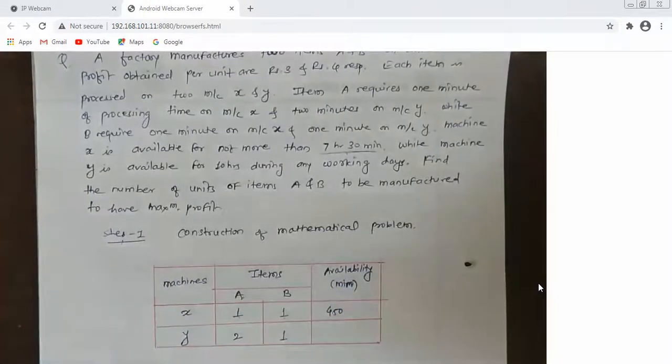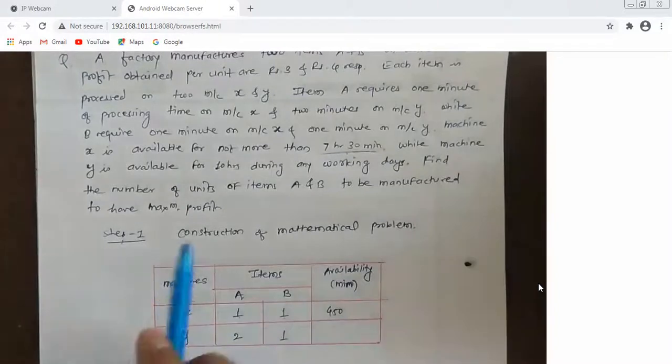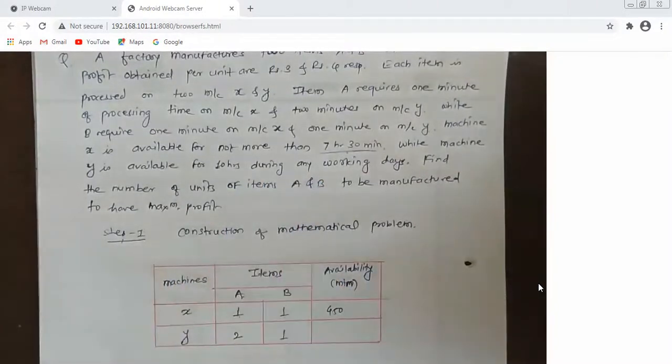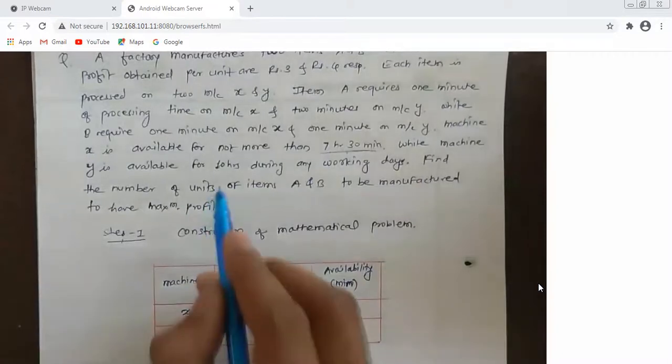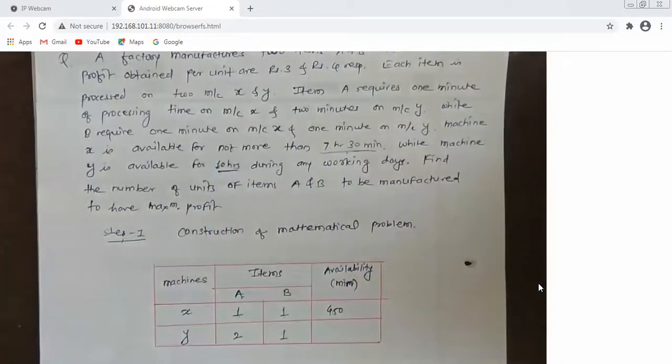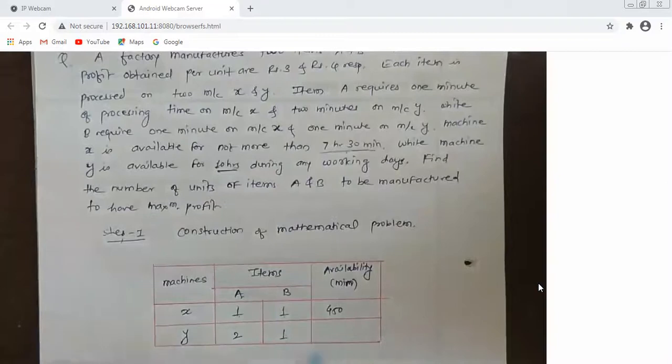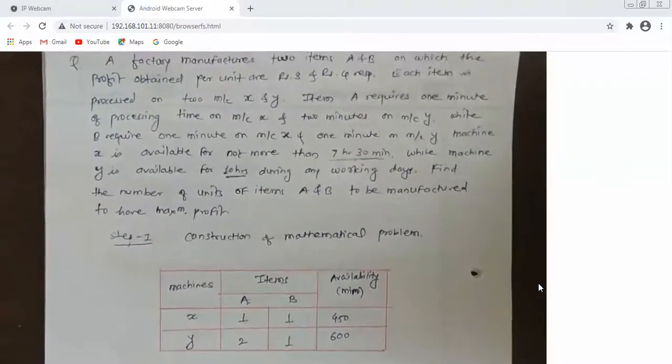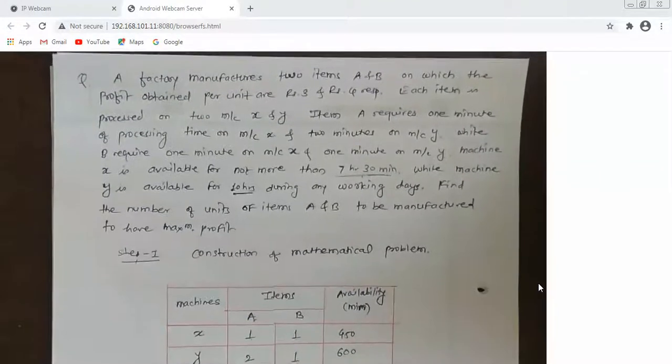Similarly, what they have given is that machine Y is available for 10 hours during any working day, which means that on working days machine Y will be available only for 10 hours. So again, we have to convert this 10 hours into minutes. How much will it become? 10 into 60 gives 600 minutes. So I will write 600. Now come back to the first sentence.